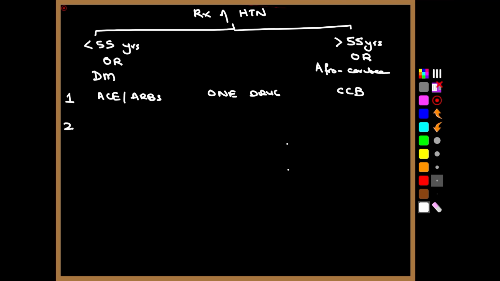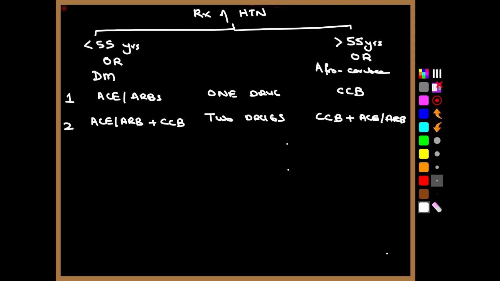Step 2 is when we have two drugs. For two drugs, if you've already added an ACE inhibitor or an ARB, the other option would be to cheat on your right side and add the calcium channel blocker. If you already had the calcium channel blocker, the next option would be to add an ACE inhibitor or an ARB.